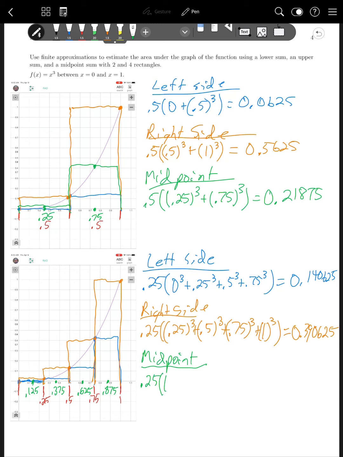The midpoint here is 0.375. The midpoint here is 0.625, and the midpoint for the last one is 0.875. And so you can just plug those into the function, into this expression. So 0.25 times 0.125 cubed plus 0.375 cubed plus 0.625 cubed plus 0.875 cubed.